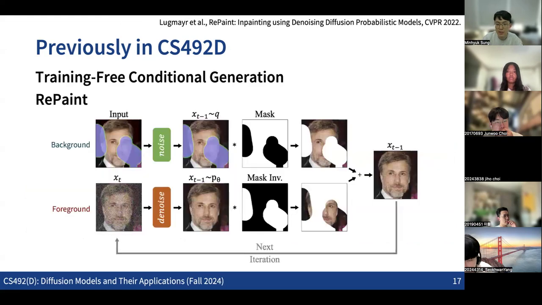And also for in-painting cases specifically, we also discussed the idea of RePaint, which is the case where we are assuming that we have an image and a mask. And then for the foreground region, we are running the denoising process, and for the background region, we are running the forward process, and then combining the outputs at every time step t, and then repeating this combination. So this was a very practical engineering idea in terms of how we can do in-painting.